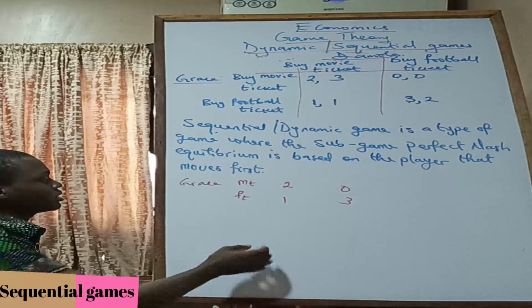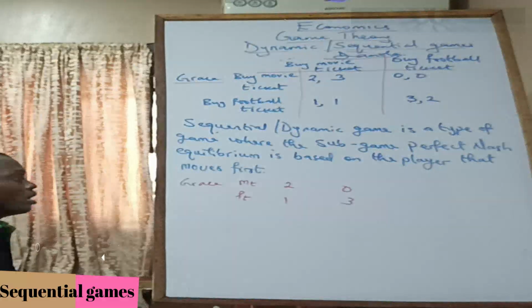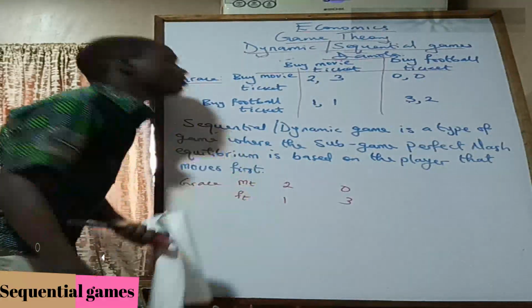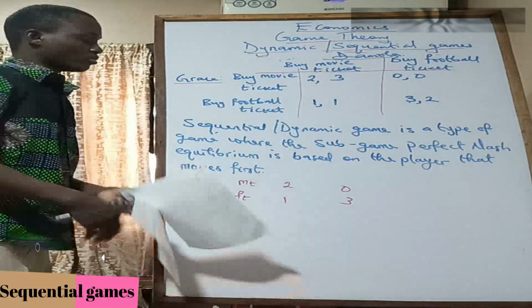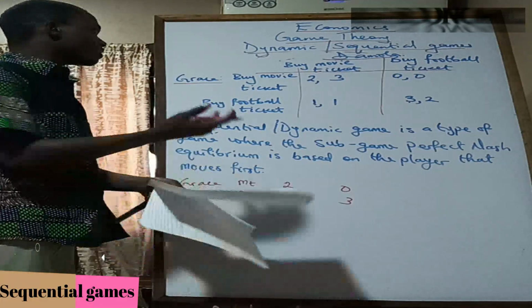Now, the same thing for football tickets. One is inferior to two, but three is better than zero. So there's no dominant strategy here, and we can't say there's a strictly dominated strategy either. It's just like a draw. So Grace doesn't have a dominant strategy.